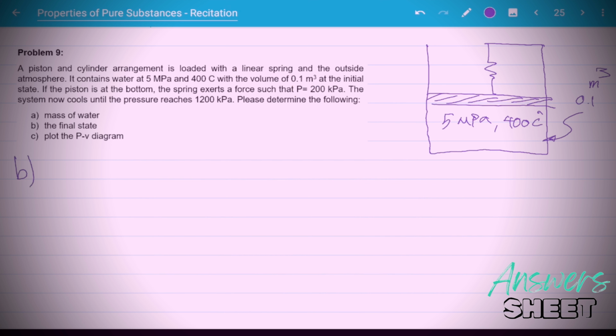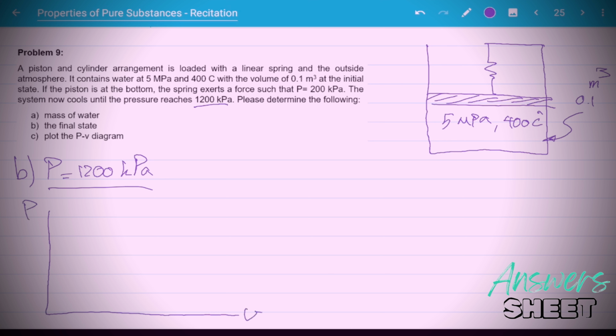Okay, for part B, we first need to know what do we know about the final state. What we know is that the final state has a pressure of 1200 kilopascals, right? But that's it. We need to know another piece of information. Now here's where that spring comes into the picture. Let me show what I mean by drawing the PV diagram.